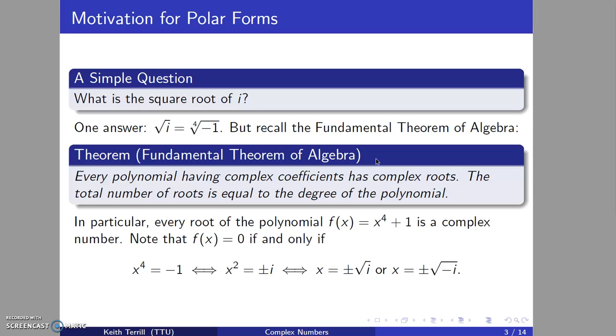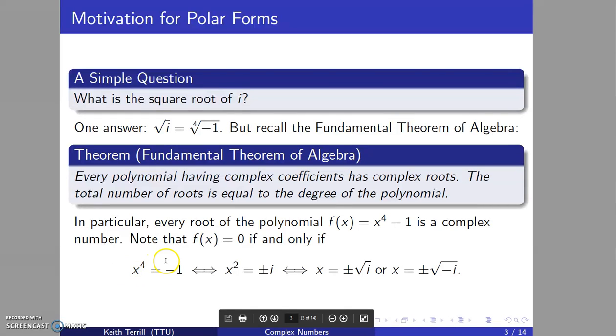Because you see, I know that every polynomial has complex roots if it has complex coefficients. That was actually the whole point of algebra. If you've not seen that, then you might want to reconsider the algebra courses you've taken up to this point. 1710 focuses rather heavily on it, but every polynomial with complex coefficients has complex roots. So in particular, this one right here, x to the fourth plus 1, every single root for this guy is complex.